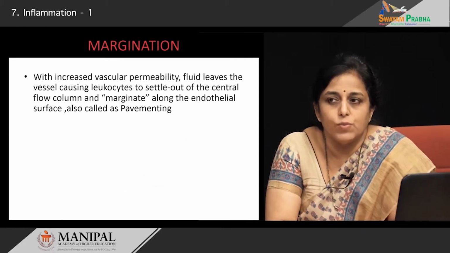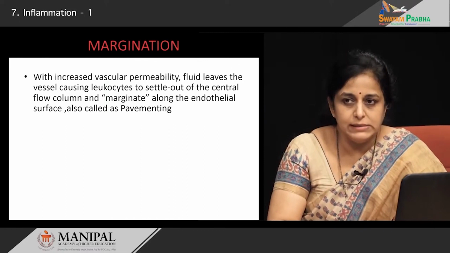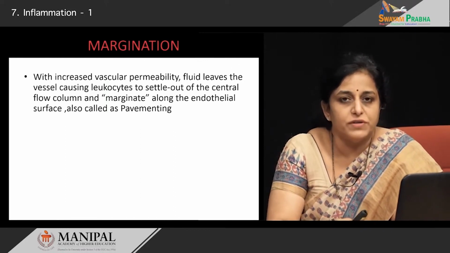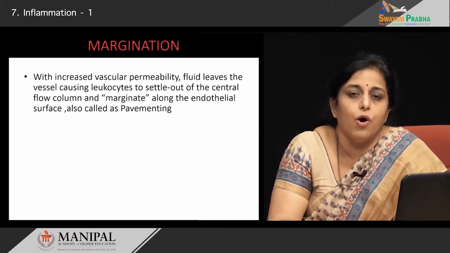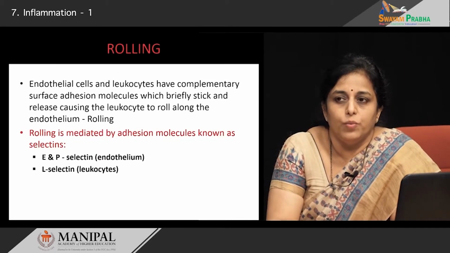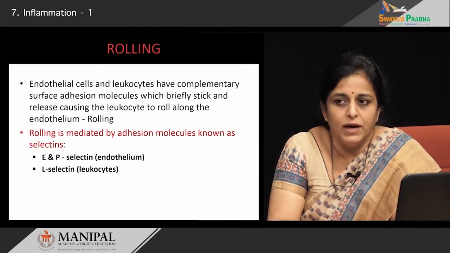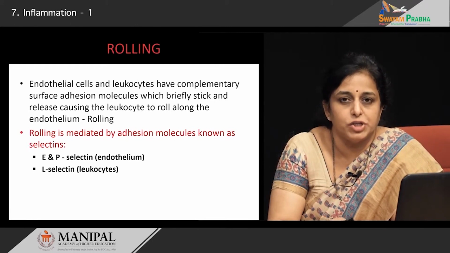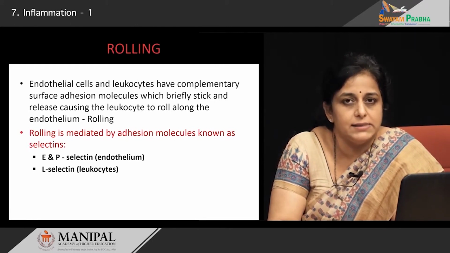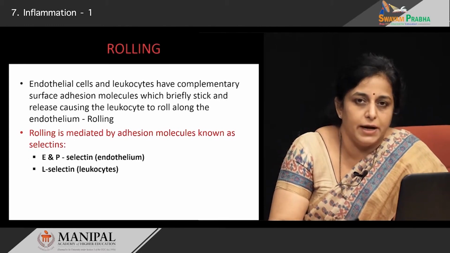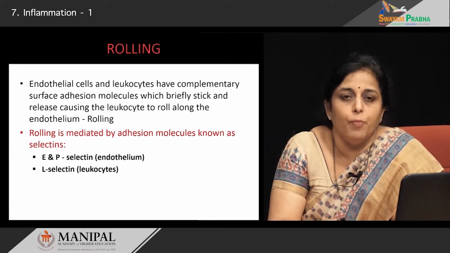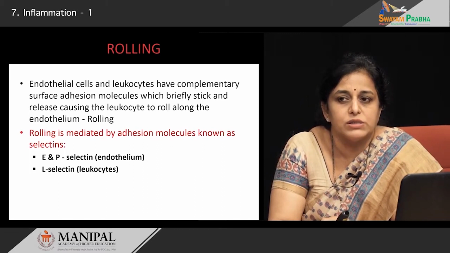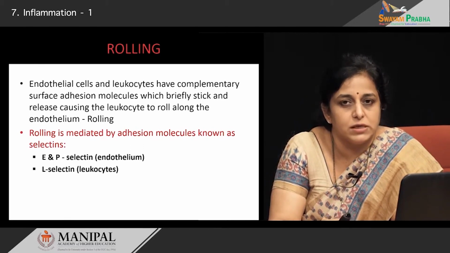So we learnt that with increased vascular permeability, fluid leaves the vessels, causing leukocytes to settle out of the central flow and marginate along the endothelial surface, which is called margination or pavementing. Then we learnt that there is a process of rolling which happens because of the adhesion molecules, most importantly the selectins, E and P selectins which are present on the endothelial cells, which are complementary to L selectins present on the leukocytes. Now binding of these two adhesion molecules causes weak adhesion which gets disturbed by the fast moving blood. So this is rolling.